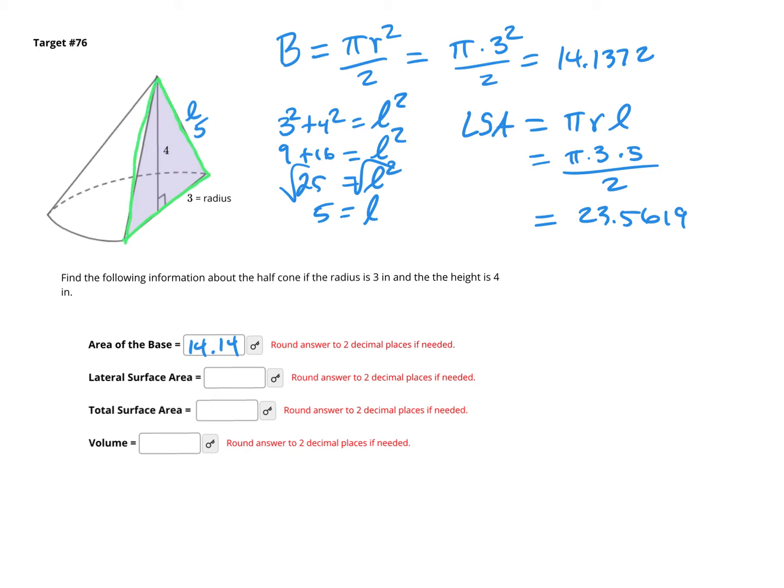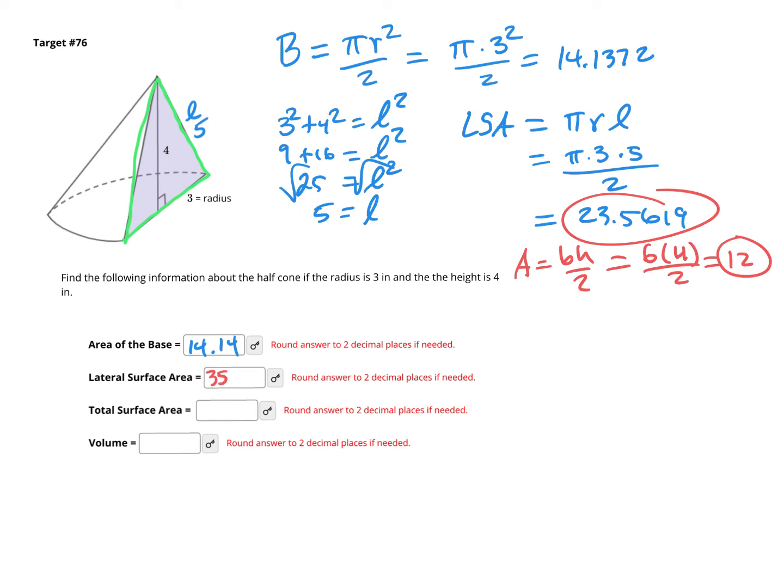Now, that's not all of the lateral surface area, because I also have a triangle here that I have to find the area of as well. So we know that the area of a triangle is equal to base times height divided by 2. My base is 6 times my height is 4 divided by 2, and that's going to be 12. So I have to add 12 to my lateral surface area, and that will give me 35.56.